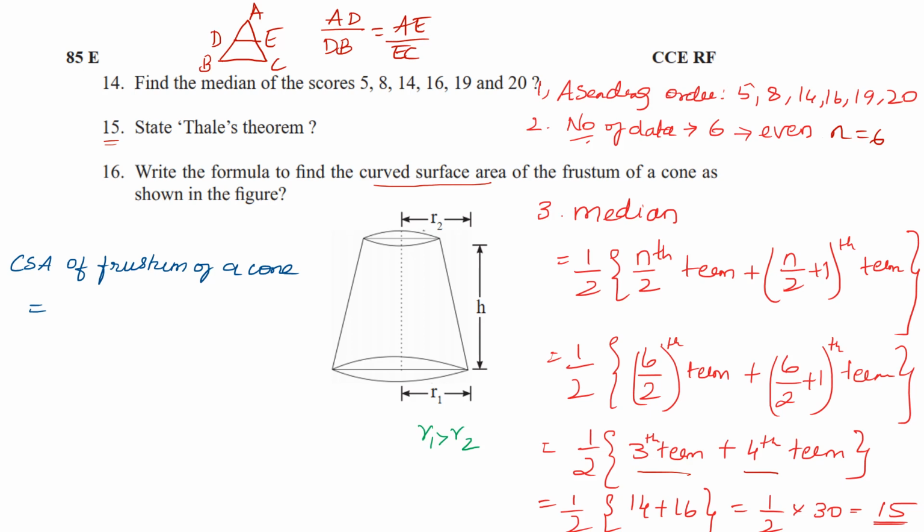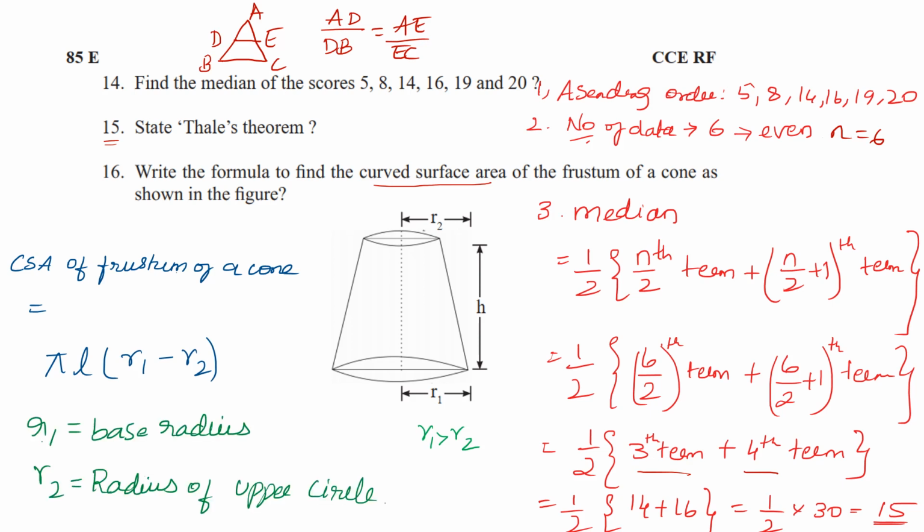Definitely, in the formula you can write: what is the formula? Pi L into (R1 minus R2). That is greater minus smaller. So what is R1? R1 is the base radius and R2 is the upper circle radius.